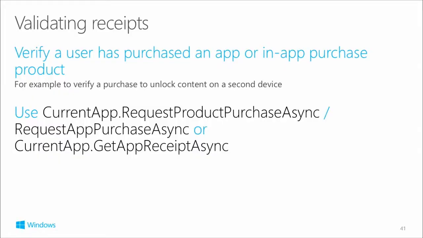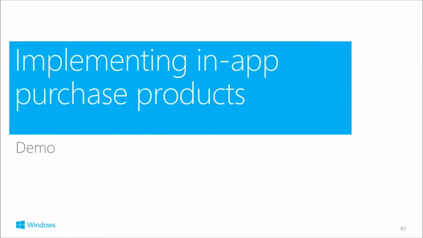Then in your code, you use the current app.requestProductPurchaseAsync method. It gets the details of in-app purchases that the user has purchased. So you can then decide at runtime which features to unlock and allow the user to go to that game level or whatever it is.